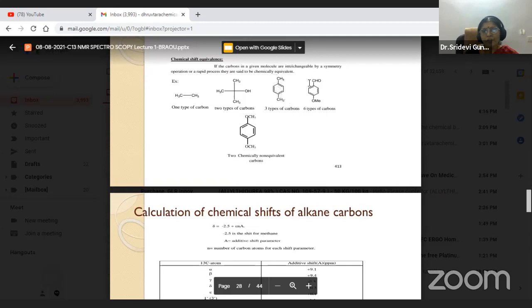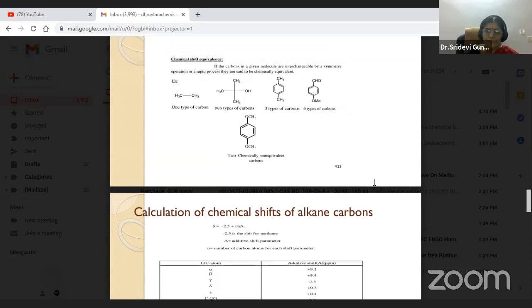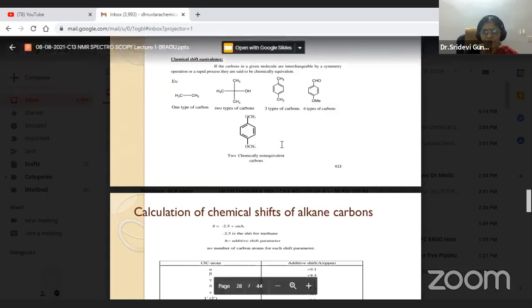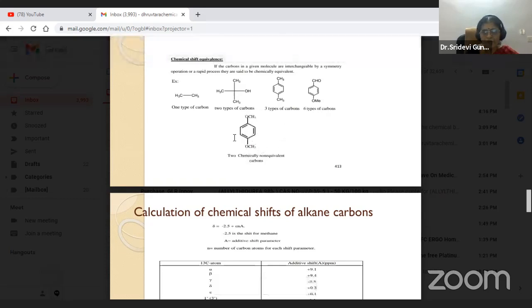Here is para-xylene, 1,4-dimethylbenzene. How many carbons are there? There is a plane of symmetry, so there are 3 types of carbons. Here, is there any symmetry? No symmetry, because on one side a CH3 is there and on the other side an OH is there. They are different groups, so there is no symmetry and all carbons are different: 1, 2, 3, 4, 5, 6. So 6 carbons, therefore 6 signals are obtained. Here again, I told you there is symmetry: 1, 2, 3, only 3.